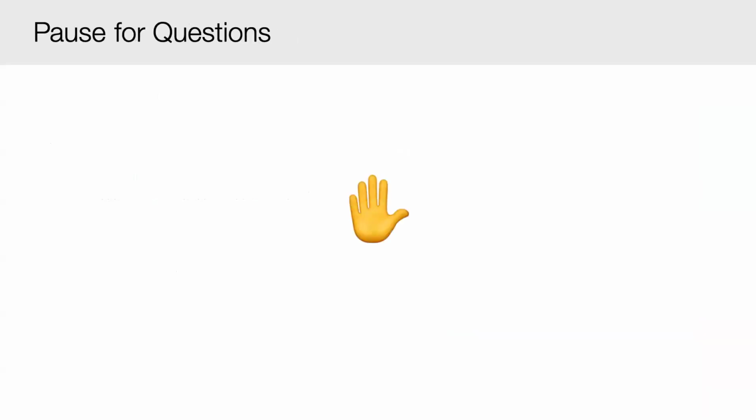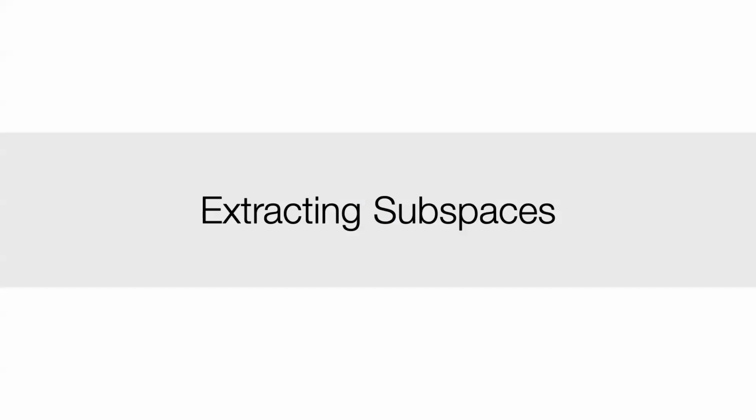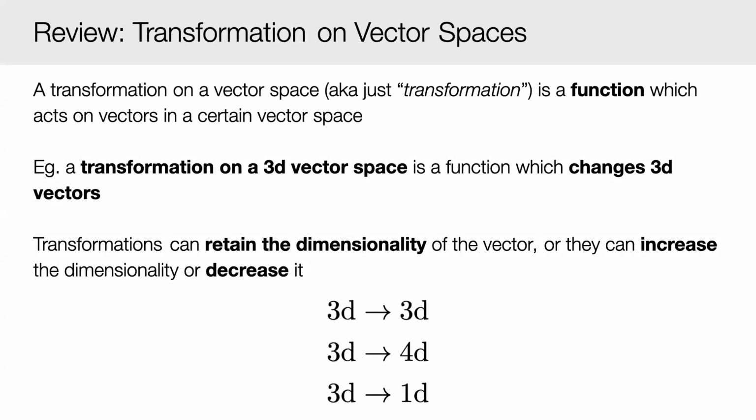Okay, cool. All right, now let's talk about extracting subspaces. So this is just a quick review of last time. All right, first thing, what are transformations on vector spaces? So a transformation on a vector space, aka just a transformation, is a function that acts on vectors in a certain vector space. For example, a transformation on a 3D vector space is a function which changes 3D vectors.